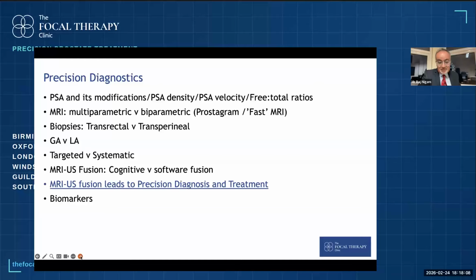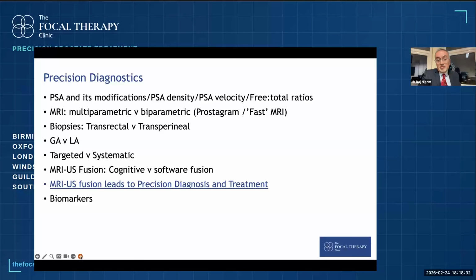The vast majority of procedures that are carried out in the NHS are local anesthetic. We do all of ours precision biopsies under general anesthetic. And that's because it's really important that the patient does not feel anything, that they're immobilized. So there's no movement going on whilst we're doing the biopsies.